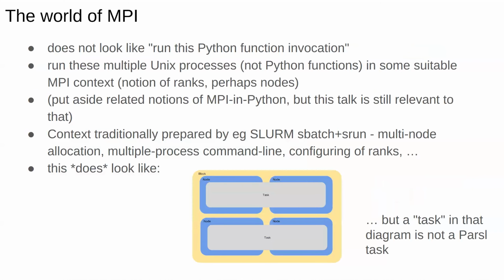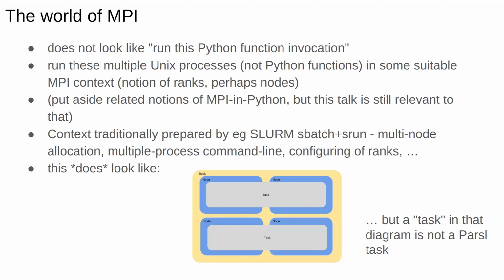So we can move into the world of MPI. And with MPI, I'm going to put aside Python MPI. I'm just going to talk about command line MPI. So this doesn't look like running Python functions at all. It looks like I want you to run 5 copies of this Unix process in some context with ranks and nodes and things, so it can construct an MPI communicator. And it looks like 5 process forks across five nodes, for example.